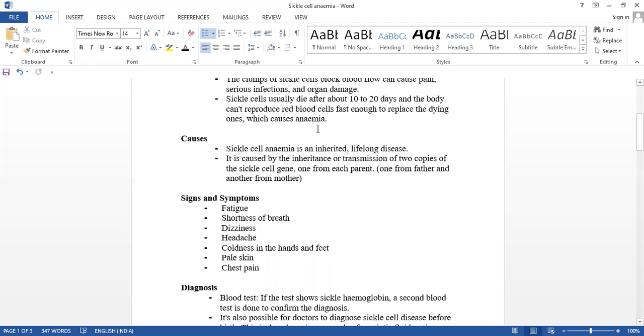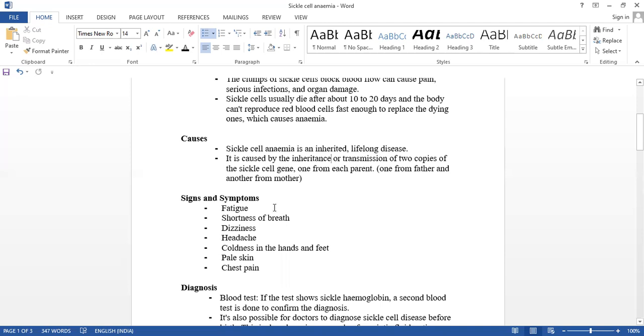Okay, it is caused by the inheritance or transmission of 2 copies of the sickle cell gene, one from each parent, means one from mother and one from father. Okay, this is the main cause. This is a hereditary disease, lifelong disease. Okay, you keep in your mind.